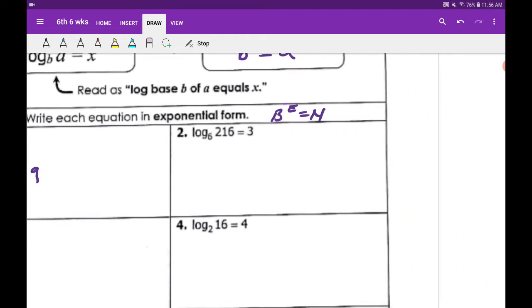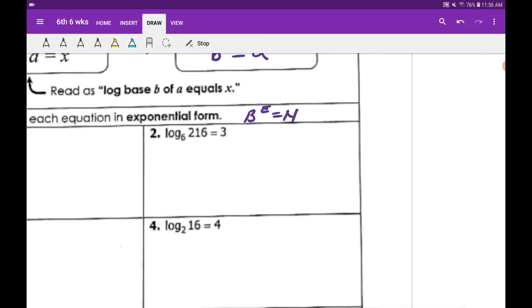All right, so let's look at this one here. Again, what's the base here? Put b there for 6. This is the number, and this is the exponent. Logs always equal the exponent, kind of how I remember it. So the base is 6, the exponent is 3, and the argument, the number, is 216. If you put 6 to the third power in your calculator, you're going to get 216. That's why it's the equals there.